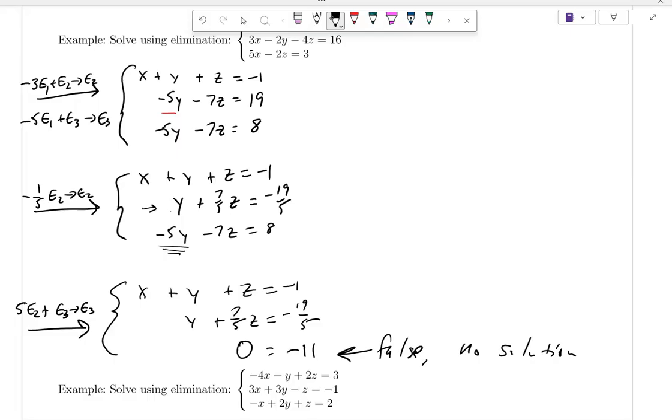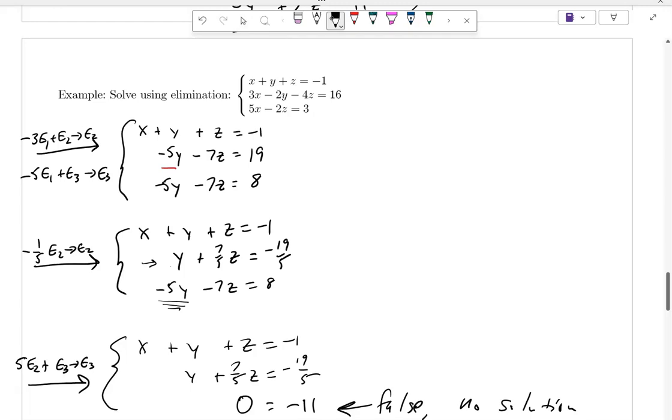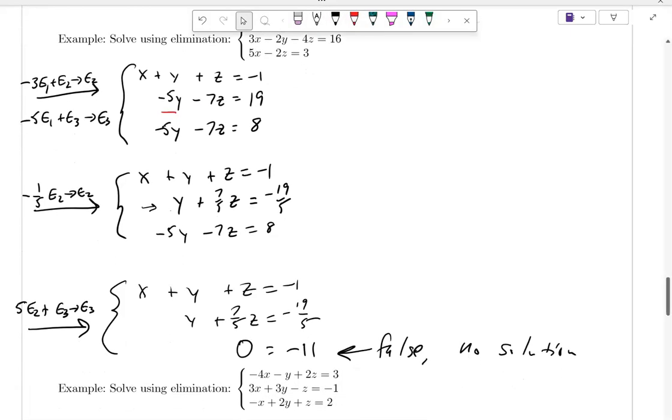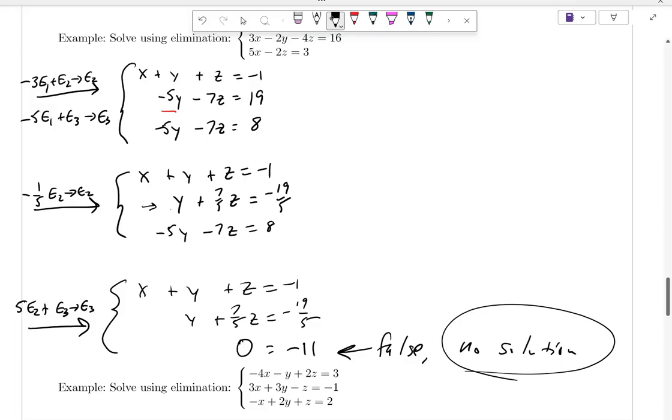Just like we did up here, right? We had a positive 3 here, so I need to multiply by negative 3. Same idea. Yep. Because remember, I'm not trying to turn this into a 1. I want to make it go away. So the answer to this one then is no solution when you're done.